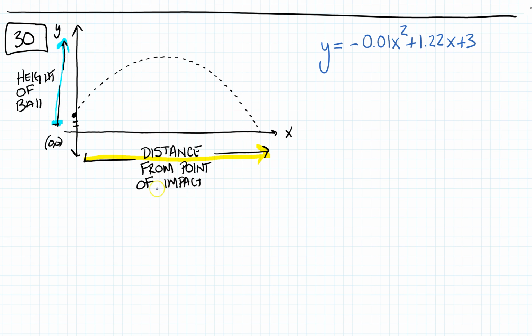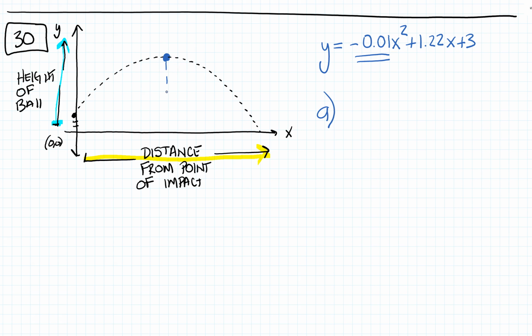So this is a function, right? You give me an x and I will give you a y. You give me a distance from the point of impact, and I will tell you how high the ball will go. Now, obviously this is a quadratic, and I know it's going to be facing down because my a term is negative. So for question A, it says, what is the maximum height that the ball will reach?